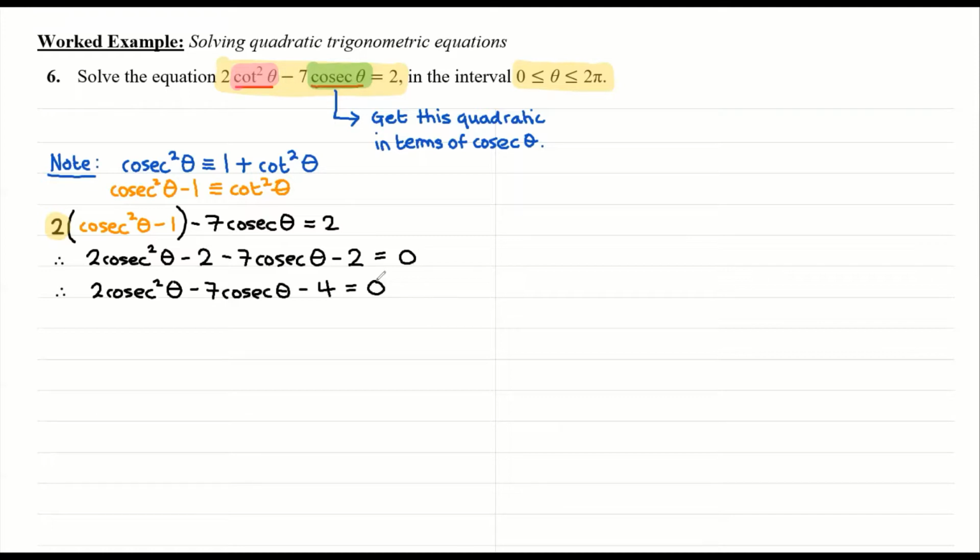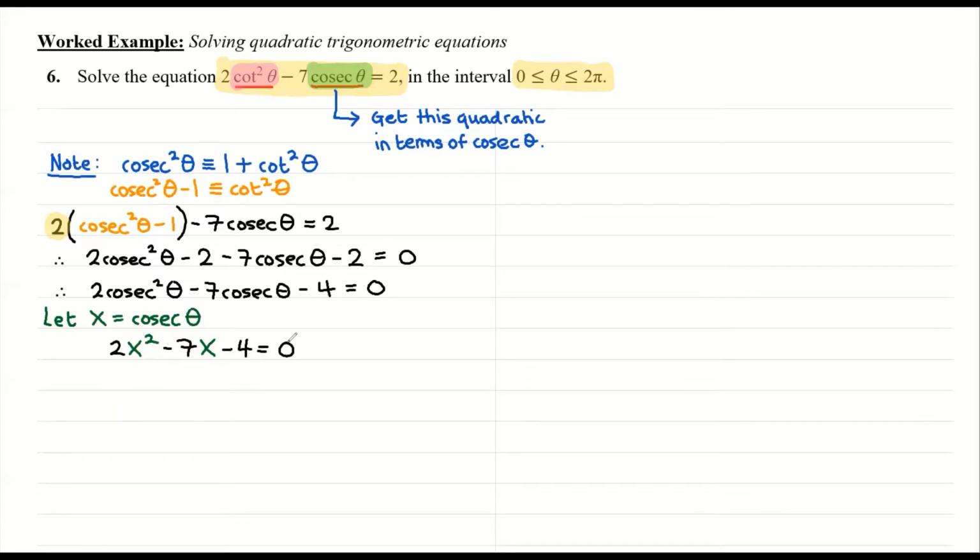If you're not comfortable with that, it's a good idea to perhaps make a substitution, which I'll do here. So we're going to say let big X equal cosec theta, okay? So that means that my equation is going to look like this. So we're going to have 2 multiplied by big X squared, okay? Subtract 7 multiplying big X, and then subtract 4 is equal to 0.